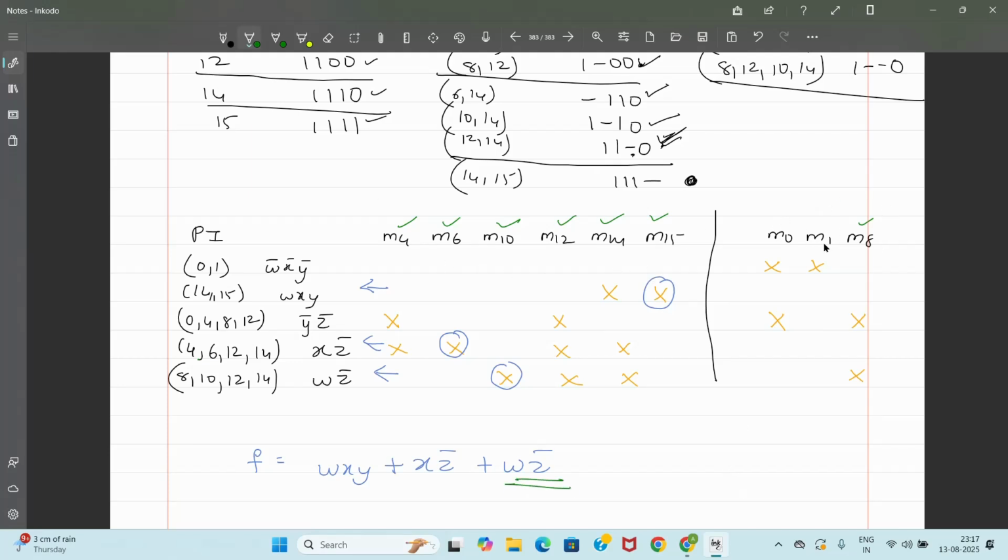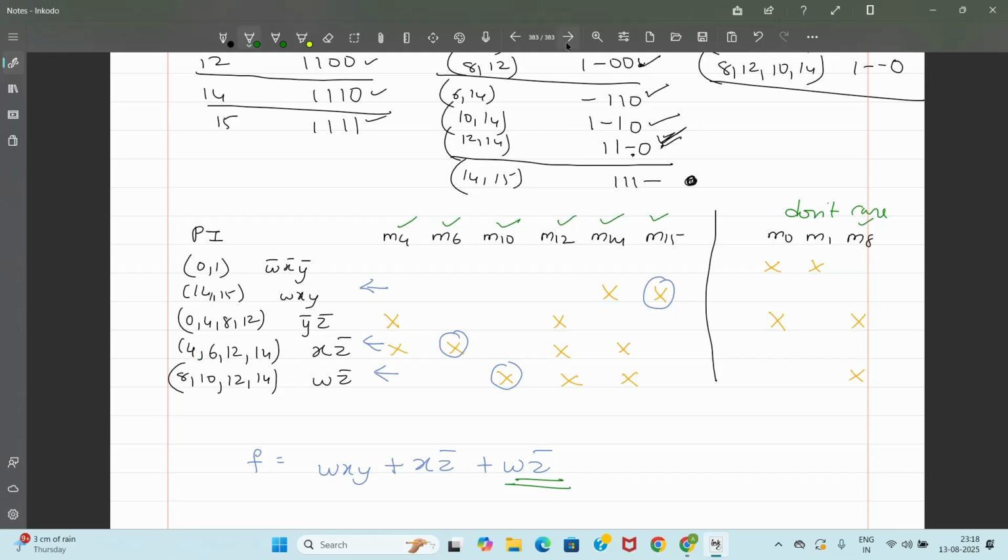Don't worry about these two remaining terms which are not covered, okay? Because they come under don't care. So you don't have to bother about this. Just make sure that all the terms from the minterm section are covered. If yes, then whatever terms you have written here, that will be your final answer. So I hope this part is clear with the QM method using don't care.